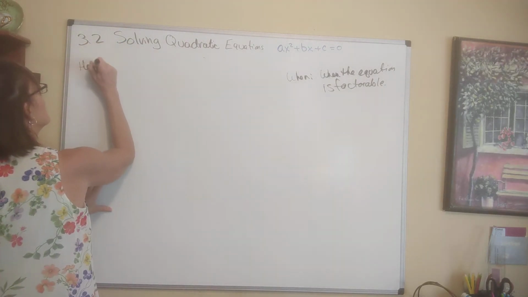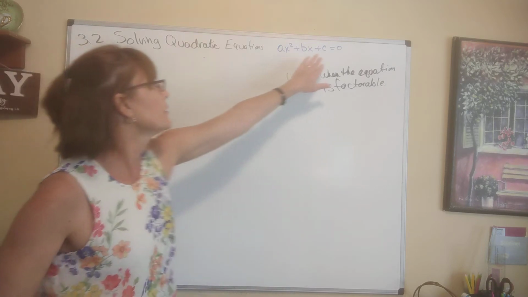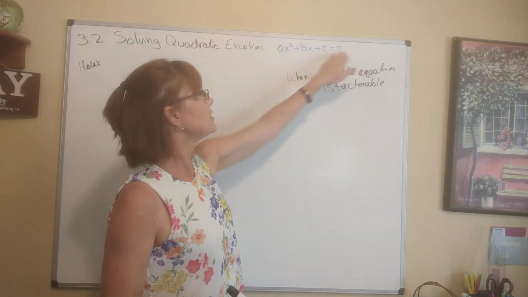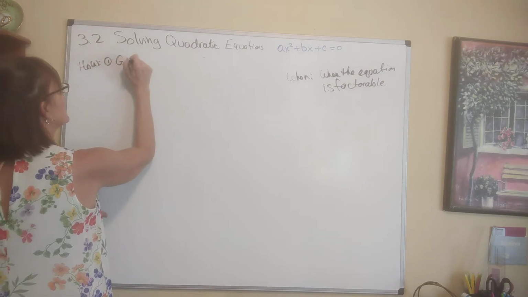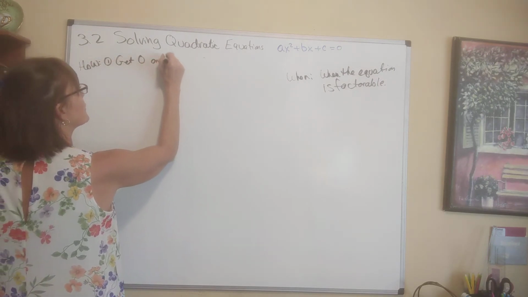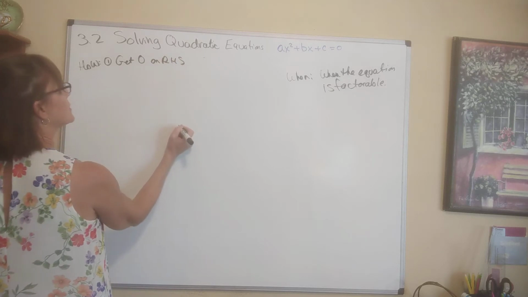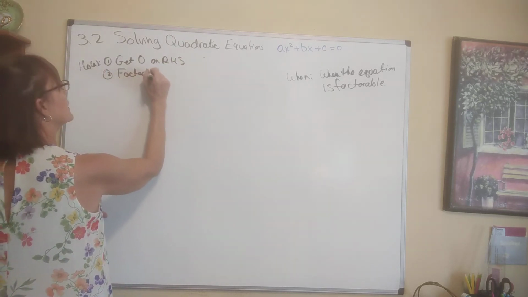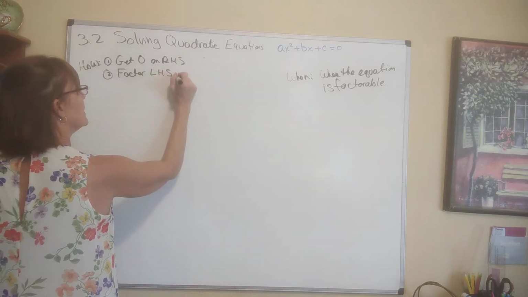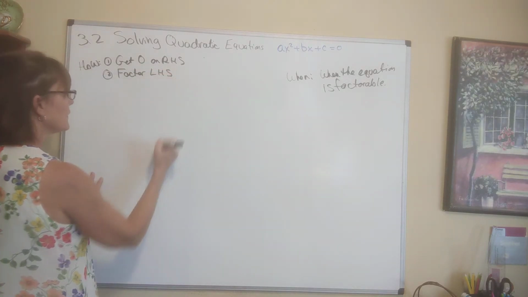Okay, how? Well, first you get a 0 on the right hand side. So you get your equation in this form, you get a 0 on the right hand side of your equation. Number 2, then you factor the left hand side of the equation.